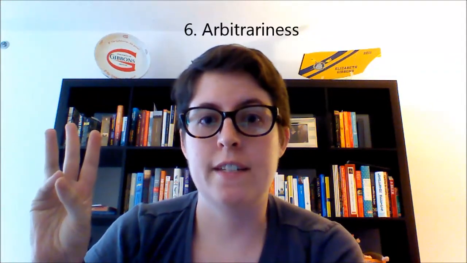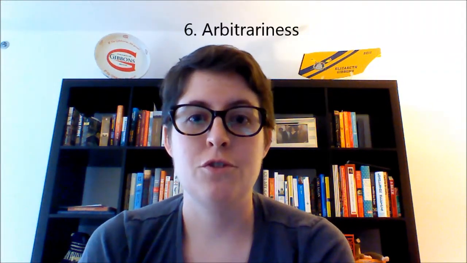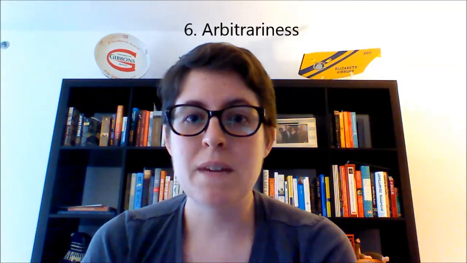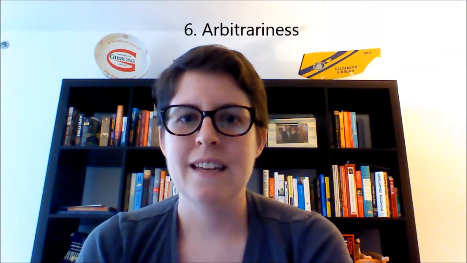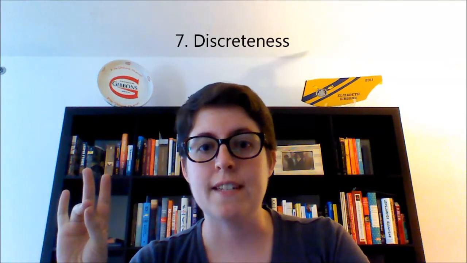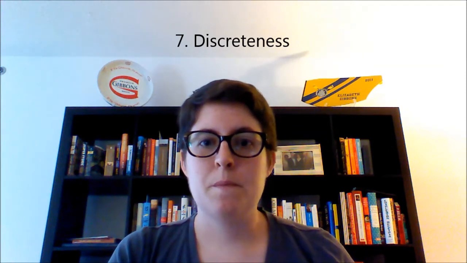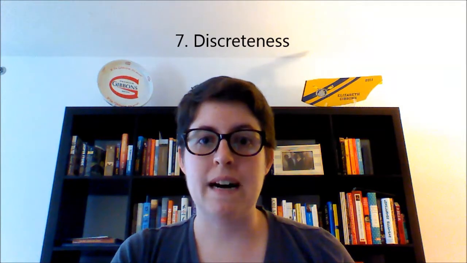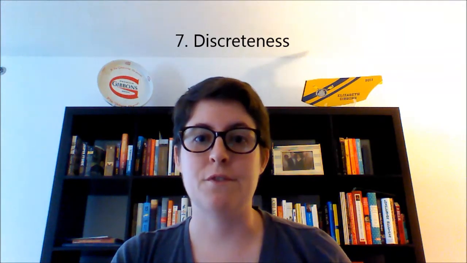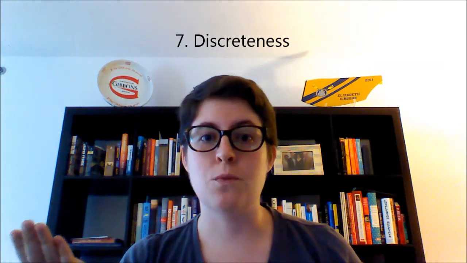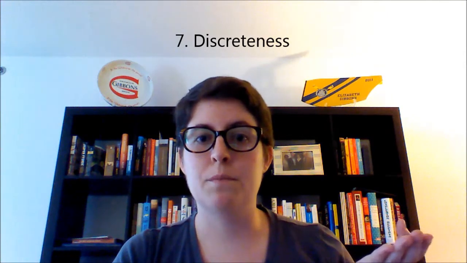6. Arbitrariness. Form and meaning in language do not correlate. The word tree means what it means, even though those sounds don't relate at all to that meaning. 7. Discreteness. Words are made up of smaller discrete units known as phonemes, and these combine to make new words with different meanings. So we can take the word tool, change one discrete unit, and get the word pool.